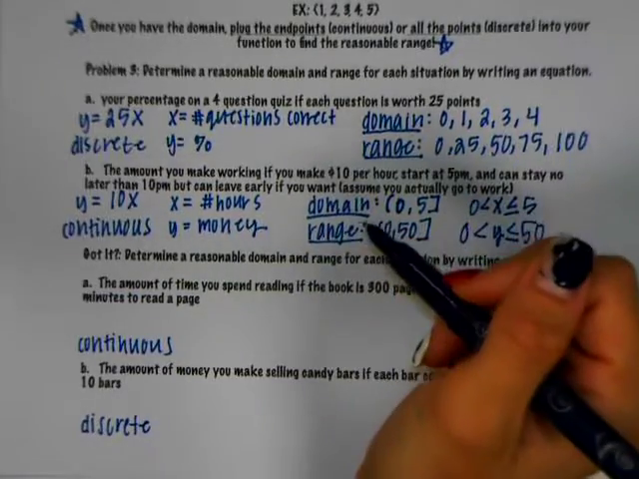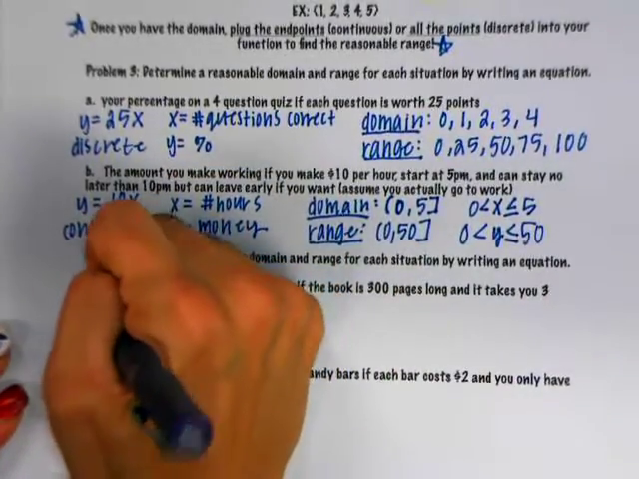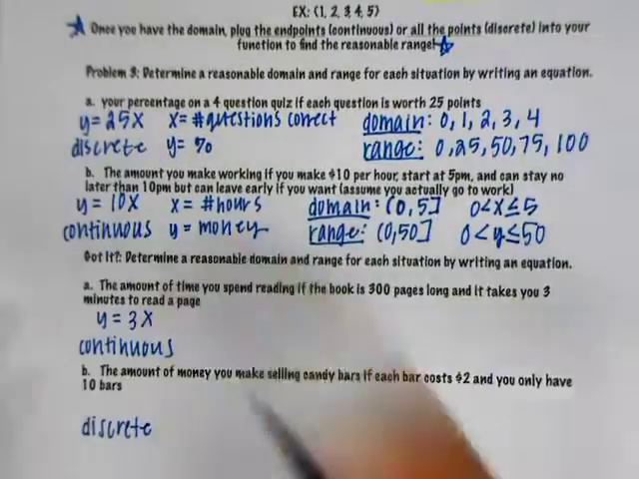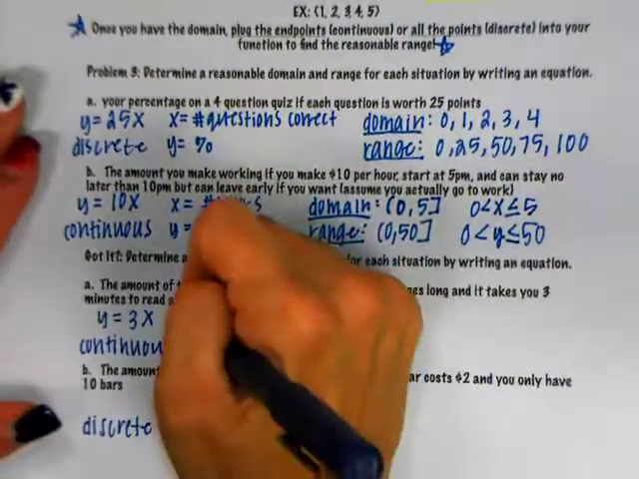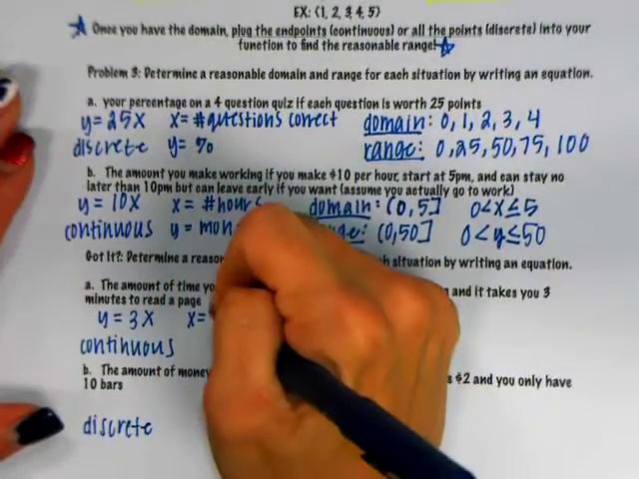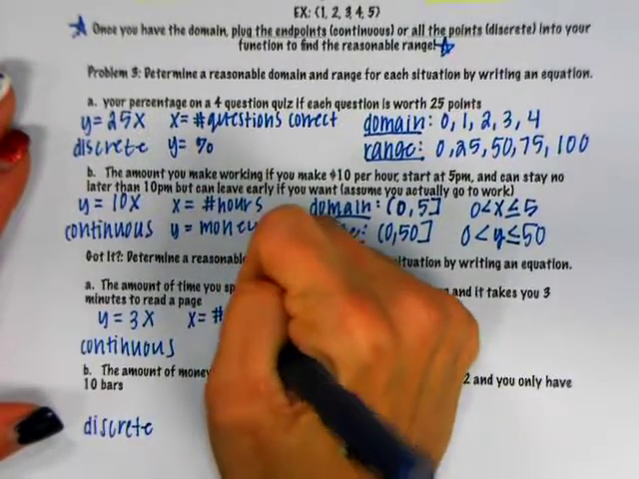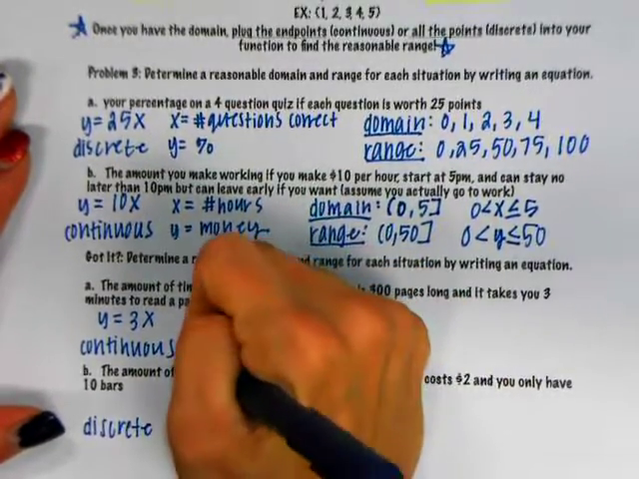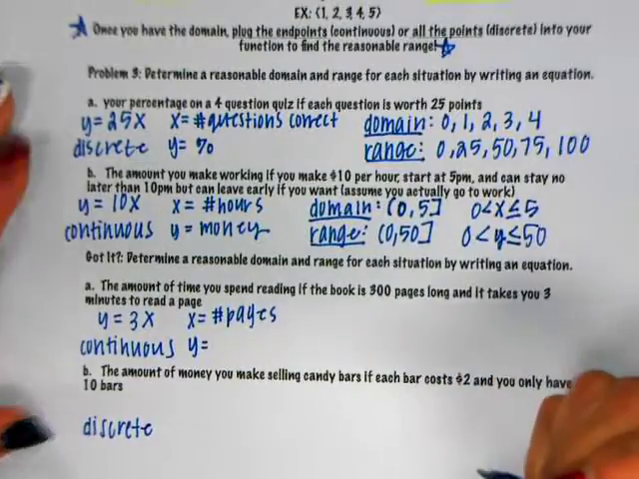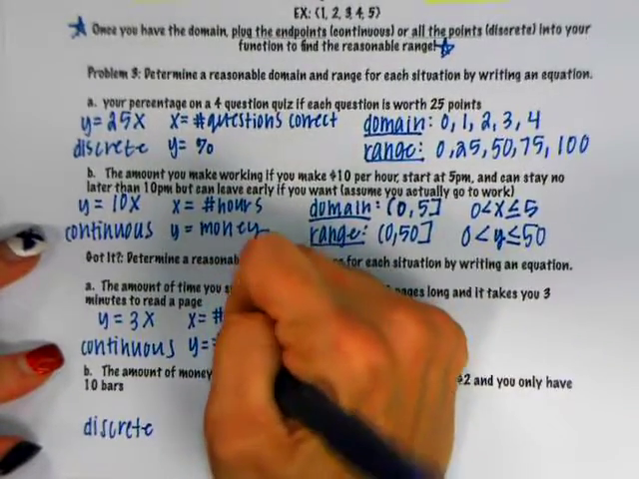So for the first one, what would my equation be? Y equals what? Yep, 3x, because it's 3 minutes per page. And x is going to stand for what? Yep, number of pages. And y is going to stand for what? Yep, number of minutes.